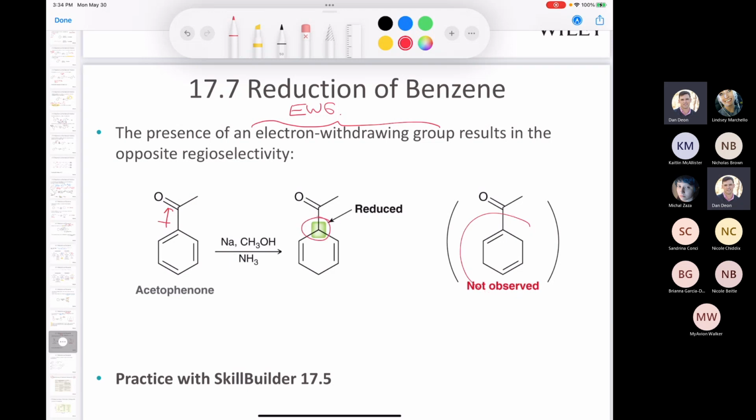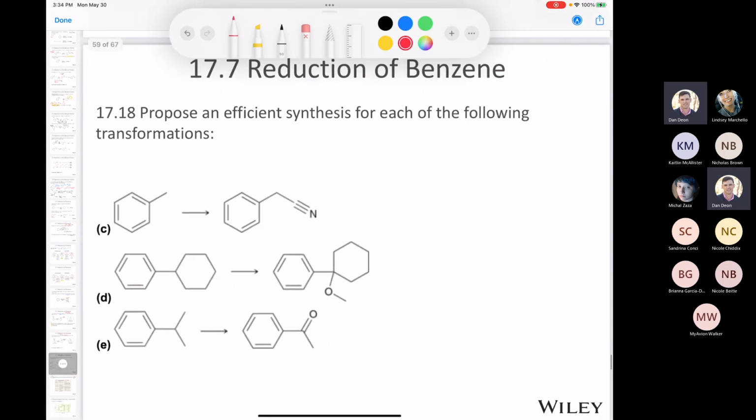However, the carbon that does have the electron withdrawing group on it is going to be reduced to an sp3 hybridized carbon. And there we go. So that covers the regioselectivity of Birch reduction. Electron withdrawing groups, their carbons get reduced. Electron donating groups, their carbons do not get reduced.